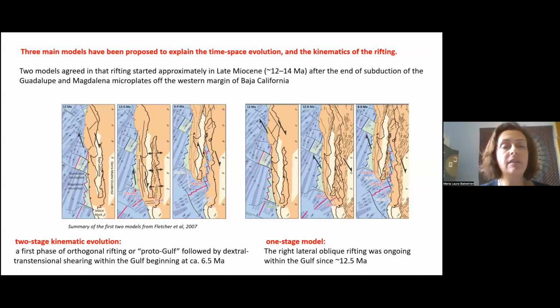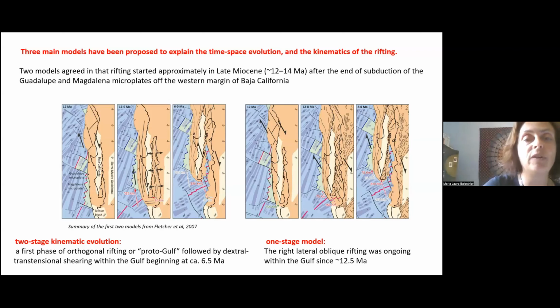The first two models agree that the rifting initiated after the end of the subduction of the Guadalupe and Magdalena microplates off western Baja California. But apart from this, the first model envisages a two-stage model, in which there is a phase of orthogonal rifting, or proto-Gulf, followed by dextral transtensional shearing within the Gulf, initiating at 6.5 million years. The second model, called the one-stage model, envisages a right-lateral oblique rifting within the Gulf since the end of the subduction.